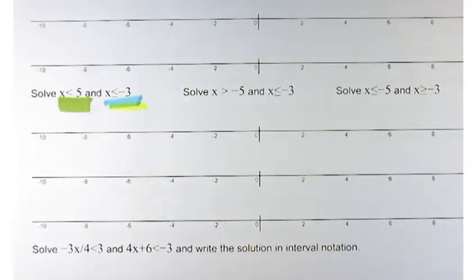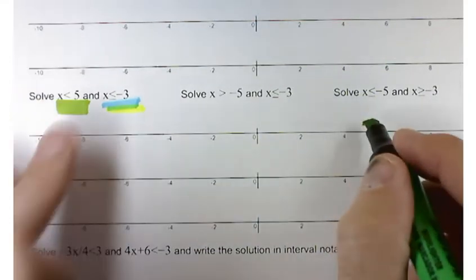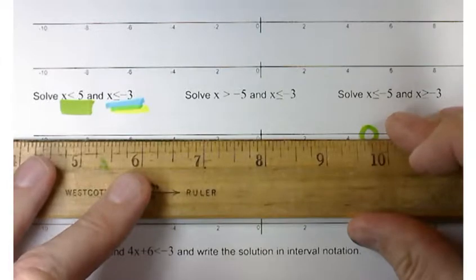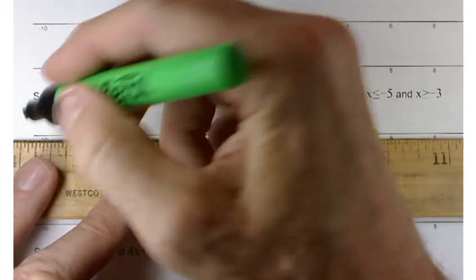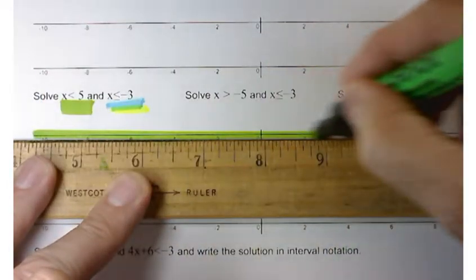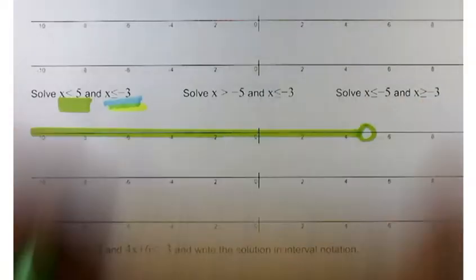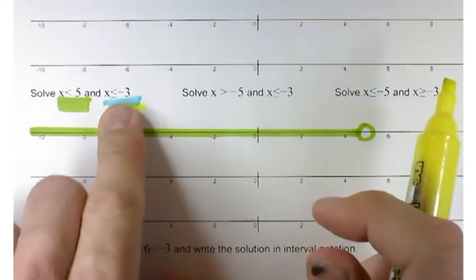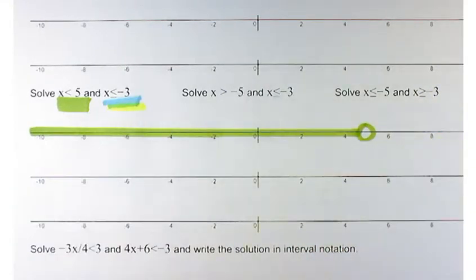Okay, so for the first one, I've got x is less than 5. So it's going to be everything up to 5, but not including 5. So I'll put a little hollow circle here, and I want everything to the left. How about the next one? x is less than or equal to -3.